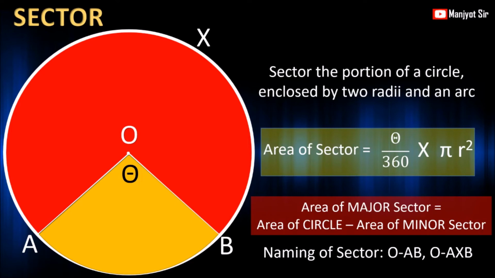I hope everyone is clear till here. So we have two formulas for a sector. The first is the area of the minor sector, theta upon 360 into pi r square. Then we have the area of the major sector, that is the area of the circle minus the area of the minor sector.